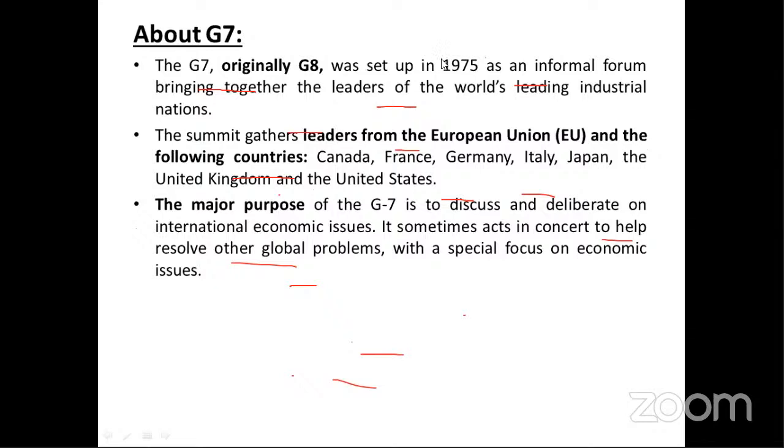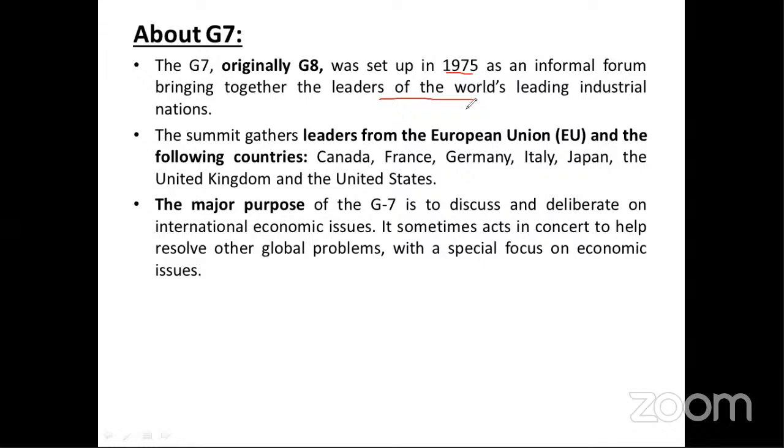Now let's talk about some points about the G7 countries. What exactly is G7? G7 was originally called G8. It was set up in 1975 as an informal forum bringing together the leaders of the world's leading industrial nations. So all the countries that are members of G7 are major industrialized countries of the world.